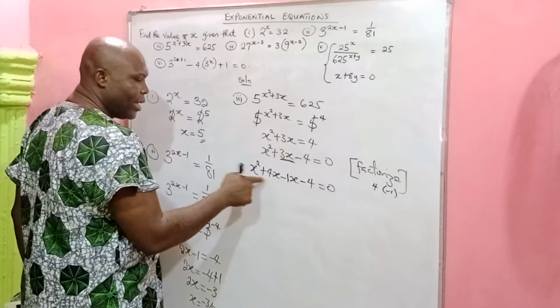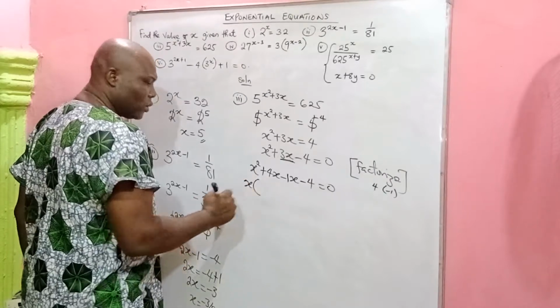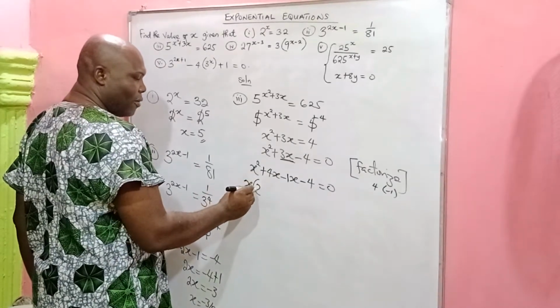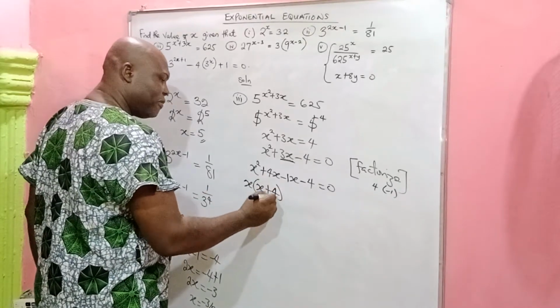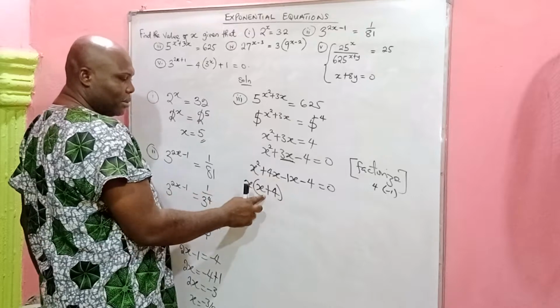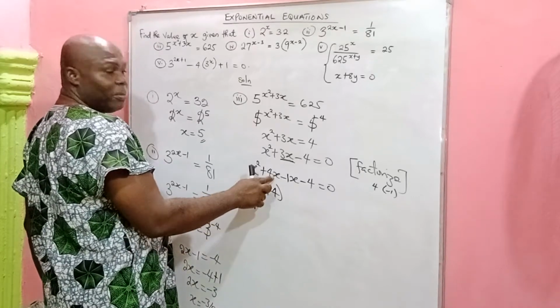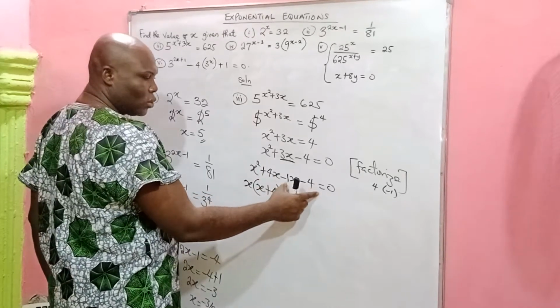So here, x is common. I pick x out. If I take out 1x, I still have 1x left. If I have taken x here, I have this left. So I factorize these two. X times x will give me x squared. X times 4 will give me 4x. So I look at this also and factor out.